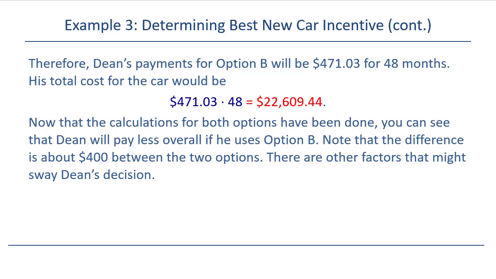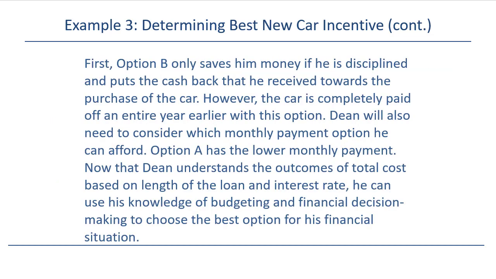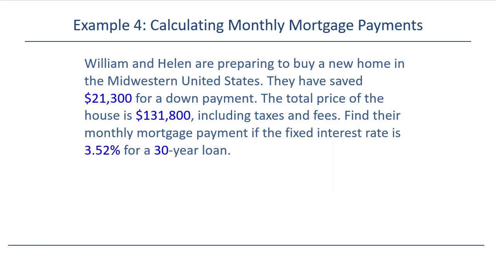So if we compare it, we can see which one is better. So option B only saves his money if he's disciplined and puts the cash back that he received towards the purchase of the car. However, the car is completely paid off an entire year earlier with this option. You'll also need to consider which monthly payment option you can afford. And all things remaining equal, like if you could afford either option as far as the monthly payments are concerned, you want to look at which one ends up costing you the most.